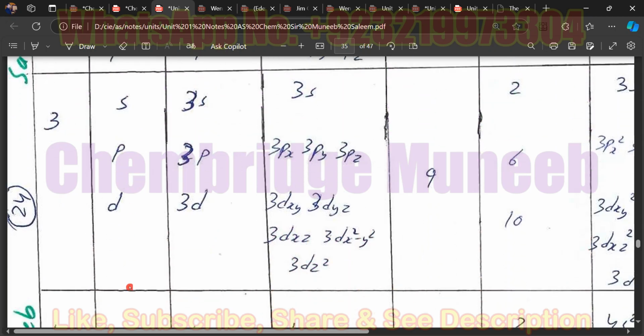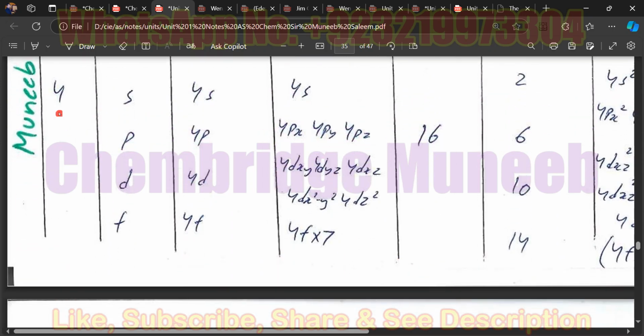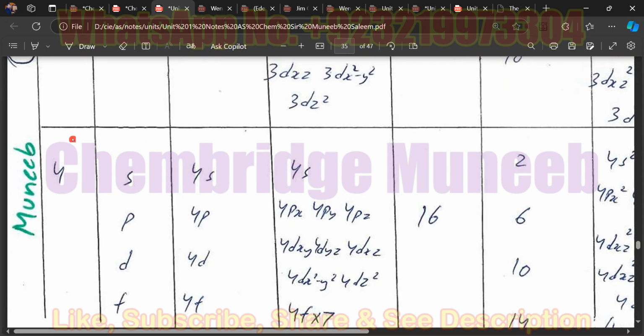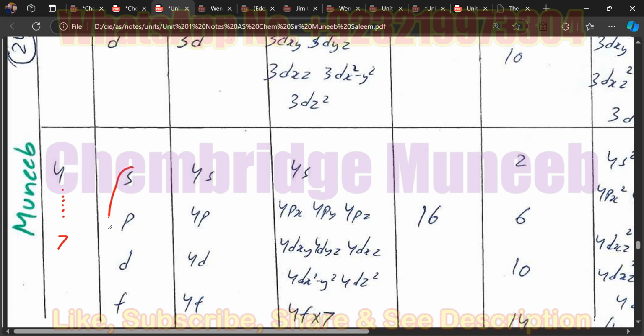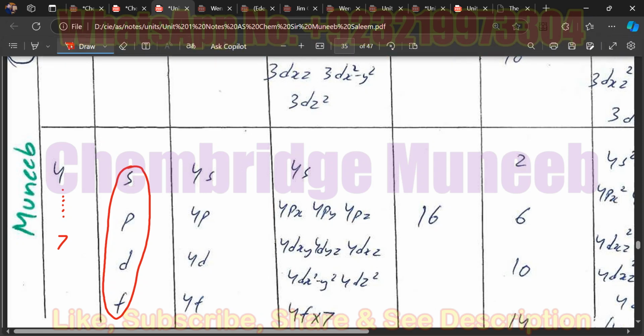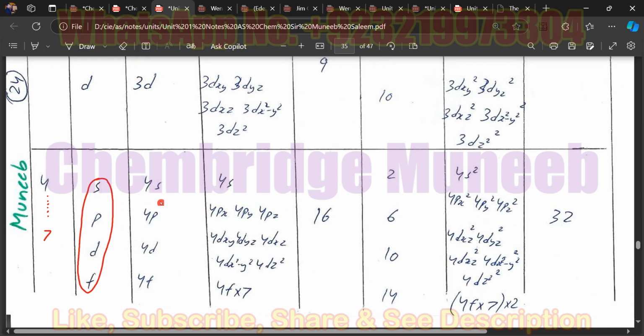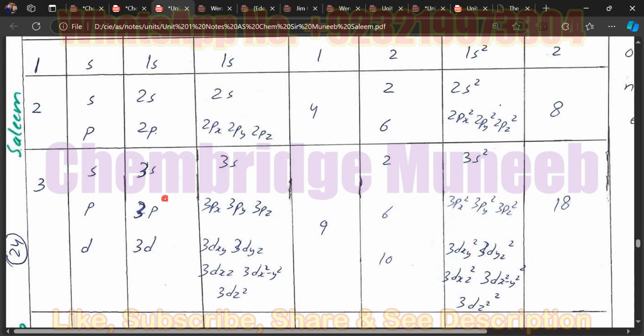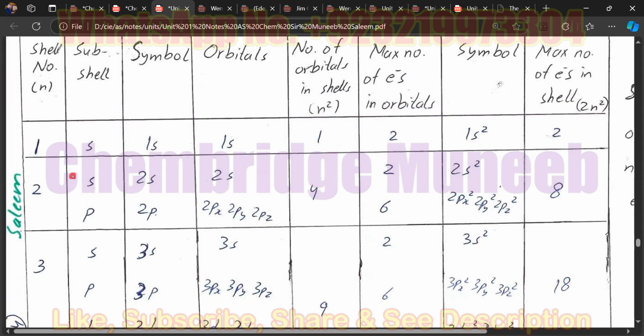d, and I have not written shells 4 up to 7. From shell number 4 up to the 7th shell, there will be all 4 subshells, s, p, d and f. Are you getting the point? So from shell number 4 to 7 there will be all the 4 subshells, but for shell number 1, 2 and 3, there will be 1, 2 and 3 subshells.